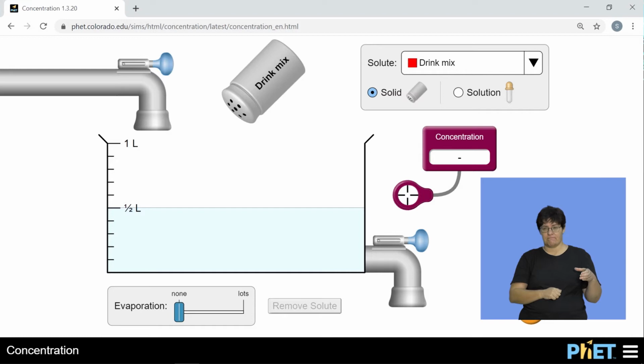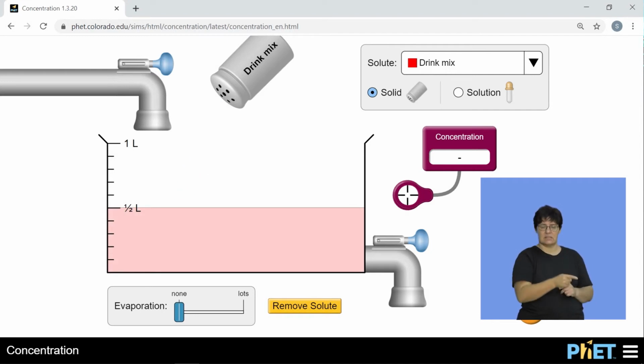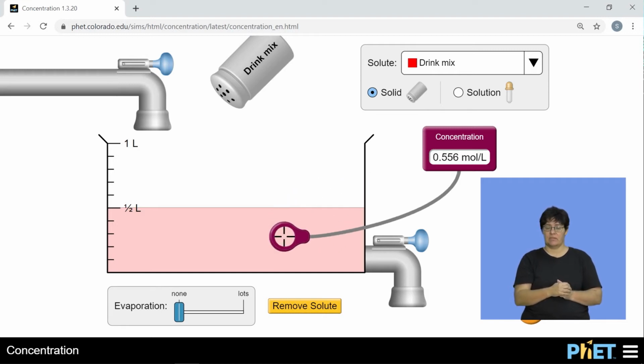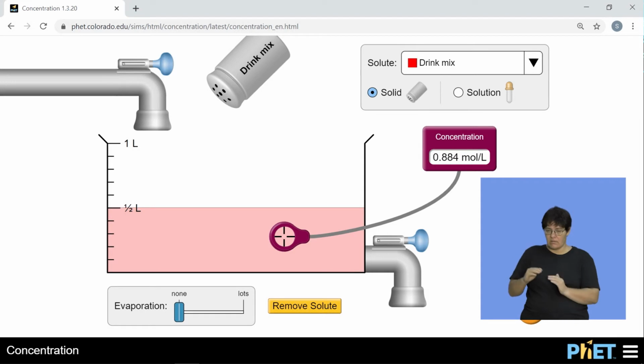Let's say for argument's sake we add a certain amount of the drink mix. Pay attention, we are adding the solid particles. You realize that immediately we start adding the drink mix into the water, it dissolves. You can notice the color change there. We don't know how much we have added from that container, but we are able to measure how much of the drink mix is actually in this solution. So we'll take our concentration meter and put it there. If we keep on adding the drink mix, the concentration is getting higher and higher.